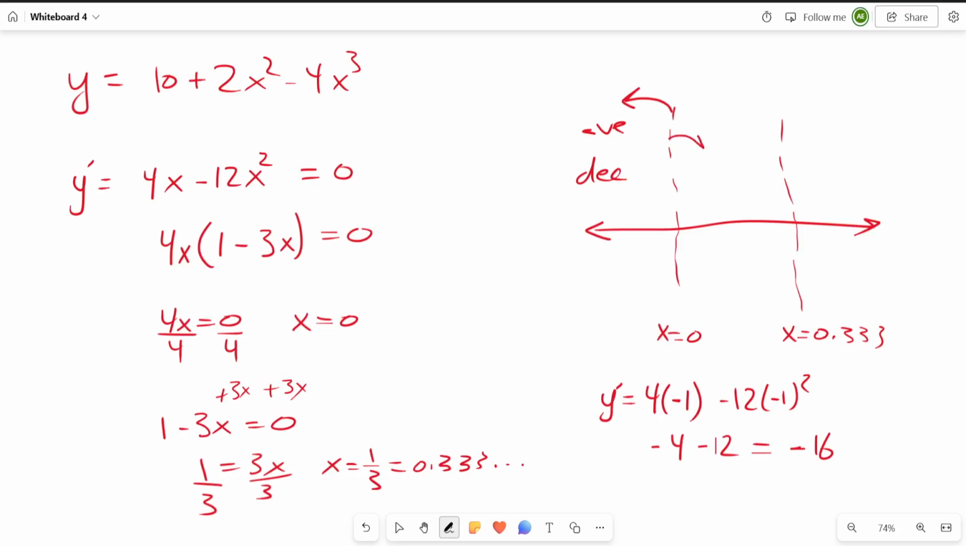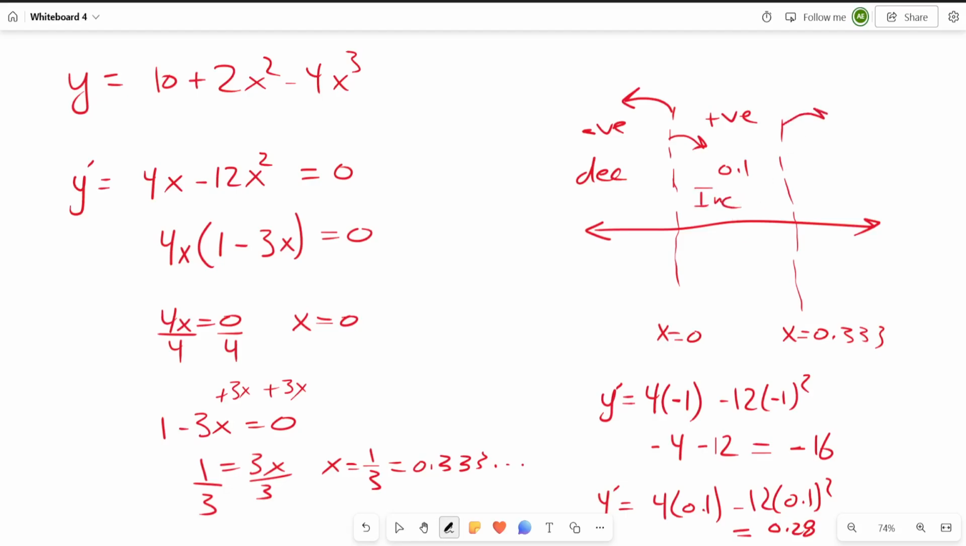Let's test a point not to the right of 0. We need to take care that this interval is from 0 to 0.333. So let's choose carefully. I know that 0.1 is in between 0 and 0.333. So let's say y dash equals 4 times 0.1 minus 12 times 0.1 squared. If I put that in the calculator, it will give me an answer of positive 0.28. So I know that this part will give me a positive gradient, so this part over here is increasing.